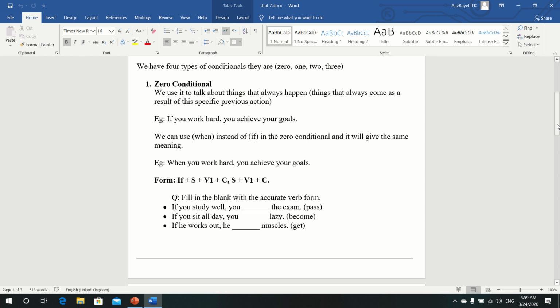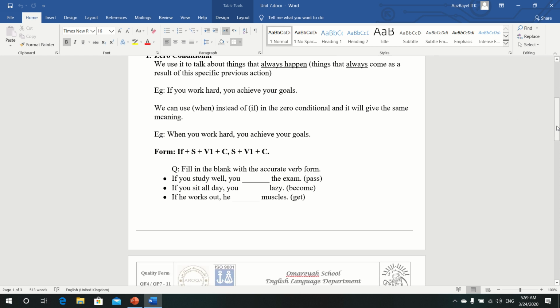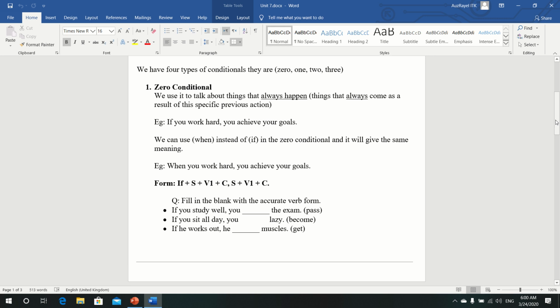The third sentence says, if he works out, he gets muscles. Why did we add an s to the verb get? Because the subject is he, and for he and she and it, we put an s after the verb, right? If he works out, he gets muscles. So this is all for the zero conditional. Next we will be taking the first conditional.